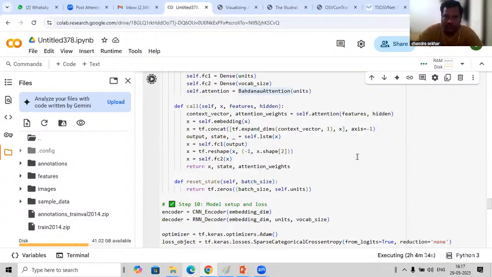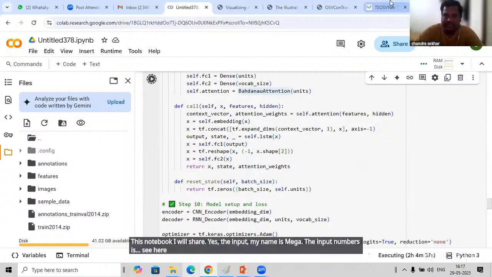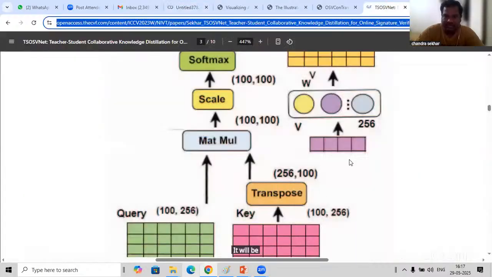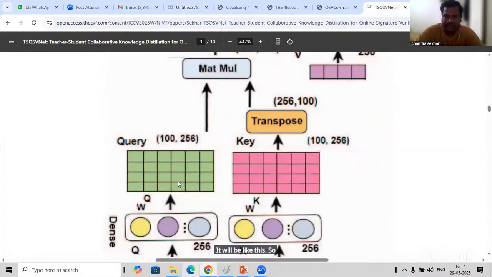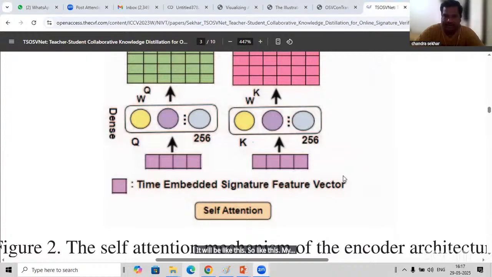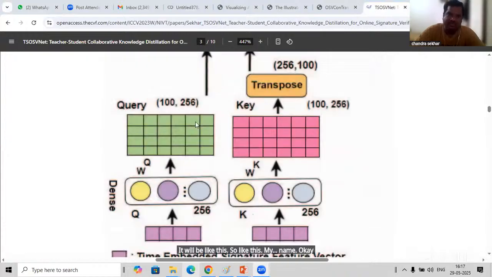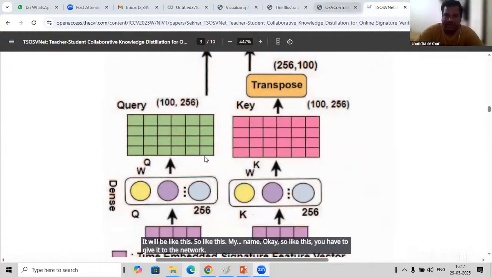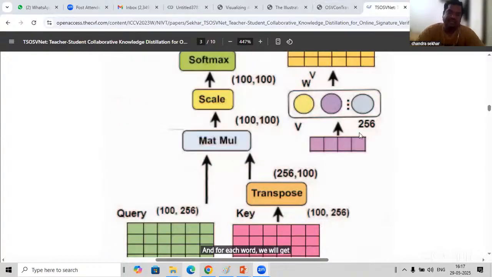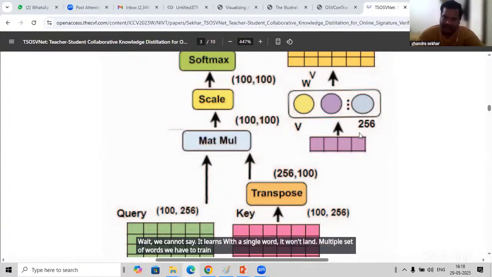Yes, the input. My name is Mega. The input numbers is see here. If that is the case, it will be like this. So like this, my name. Okay. So like this, you have to give it to the network. And for each word, we will get the embeddings. Weight we cannot say. It learns. With a single word, it won't learn. Multiple sets of words we have to train, and then the model will learn. For a single word, we cannot say the weights.